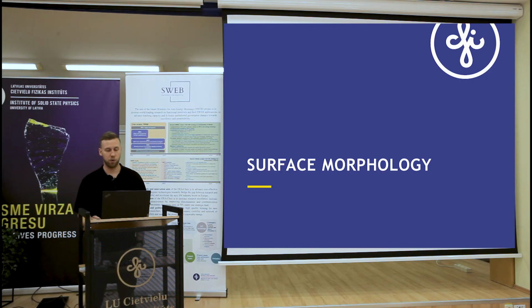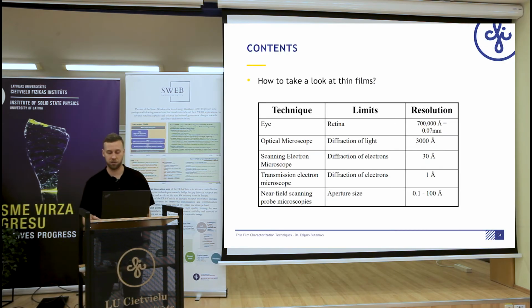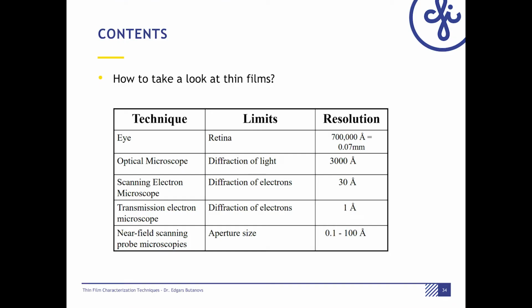Okay, let's move towards the other methods for surface morphology characterization. So how can we take a look at the thin films? Either we can take a look by our eye, however, that's usually not very useful. We can use optical microscopy, but it has some limitations due to diffraction of light. And then we can use either electron microscopes or scanning probe microscopies, and those we will discuss further in the following slides.